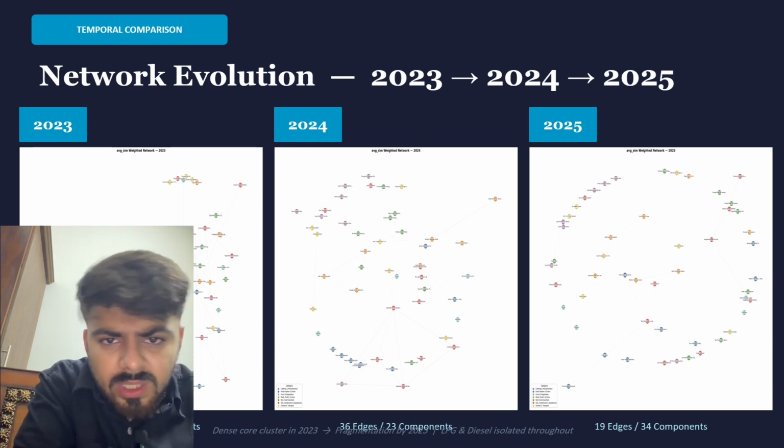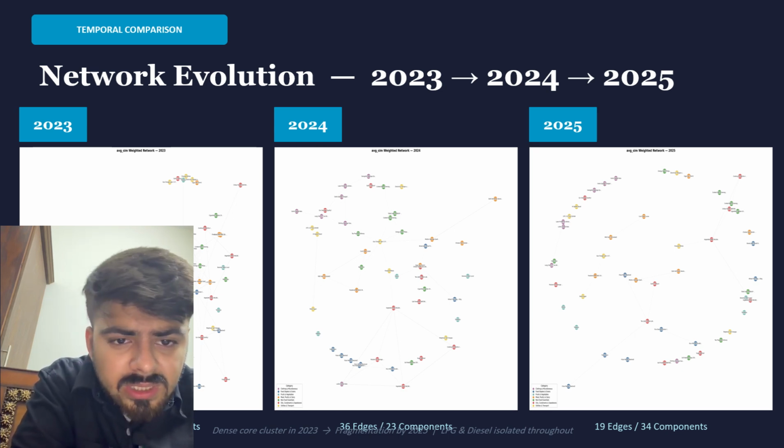By 2024 and 2025, the network spreads out. The central cluster loosens, and many items form smaller isolated pairs or groups. This is a key signal that price co-movement became less uniform as inflation and supply shocks affected different sectors differently.